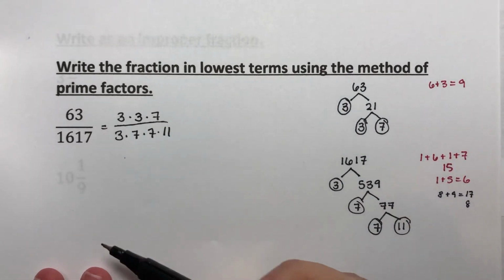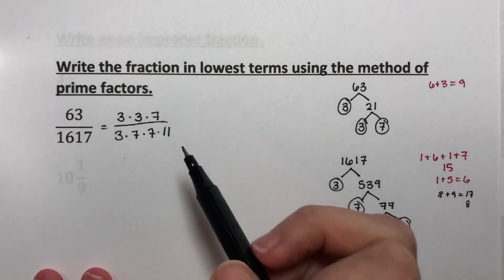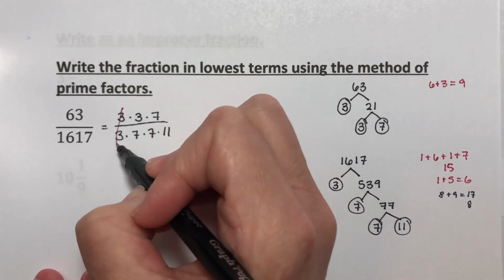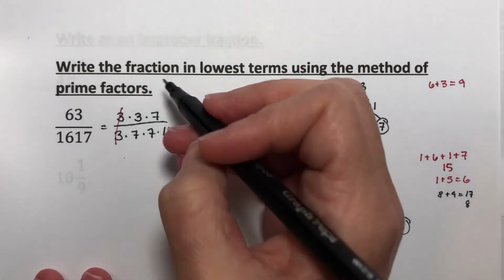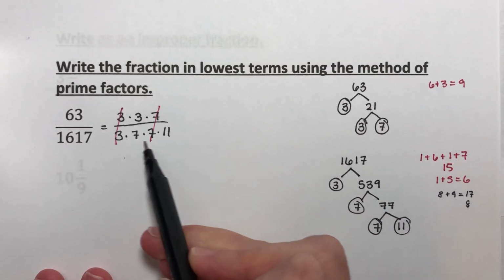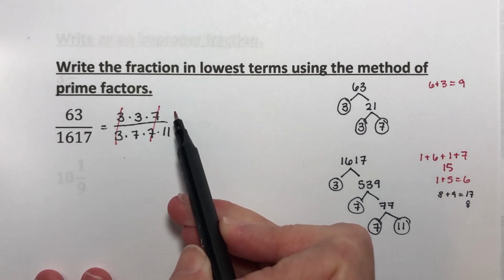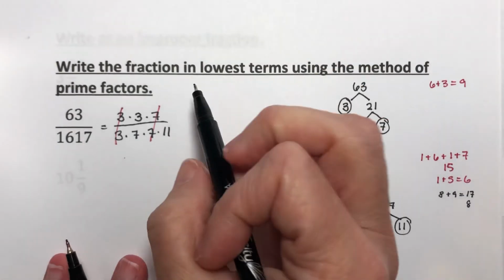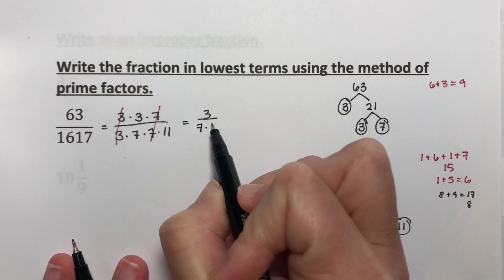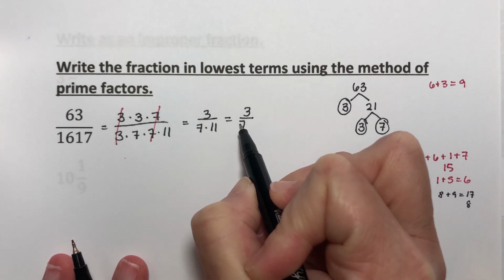Now let's look at what we can cancel out. These are all multiplications, and that ends up being very important. If you have the same value on the top and the bottom, you can cancel it out. So I can cancel out those 3s. I can cancel out some of these 7s. I don't have another 3 down here, so I can't cancel it out. I don't have another 7 or 11 up here. So this is just a 3 on the top and 7 times 11 on the bottom. So this is 3 over 77.